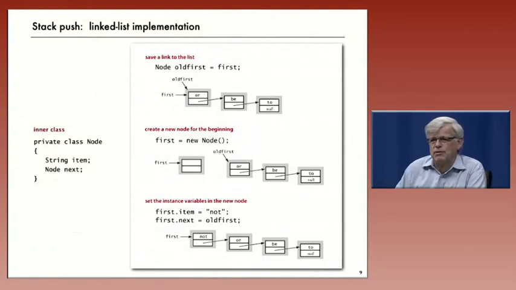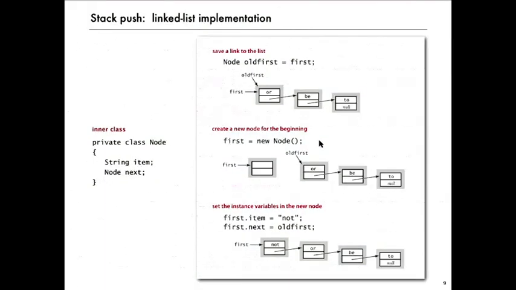What about the push operation? For the push operation, we want to add a new node at the beginning of the linked list. So first thing we do is save away the pointer to the beginning of the list. That's oldfirst equals first. Then we create a new node that's going to be the new node that we put at the beginning of the list. That's first equals new Node.